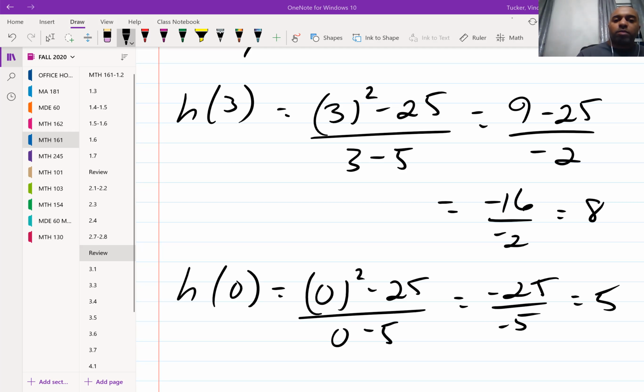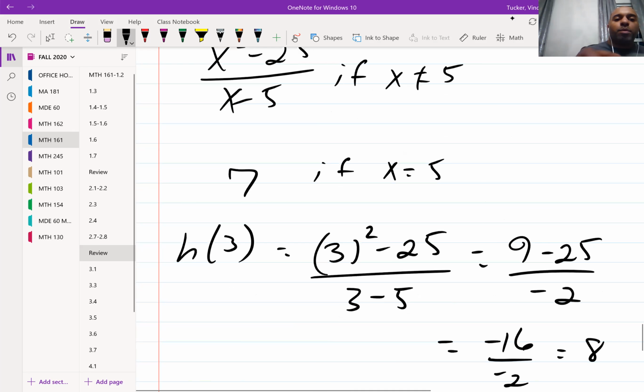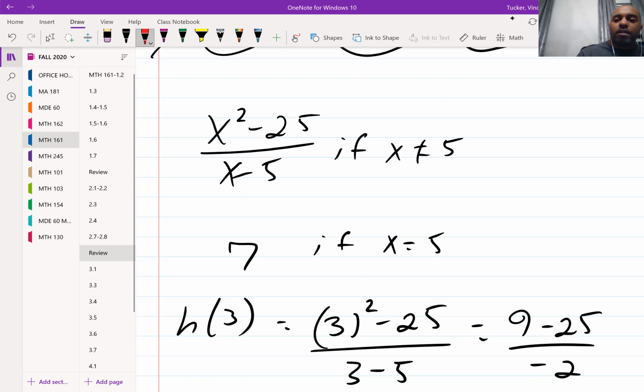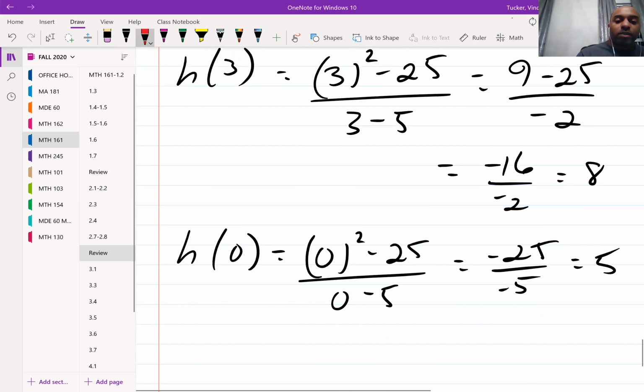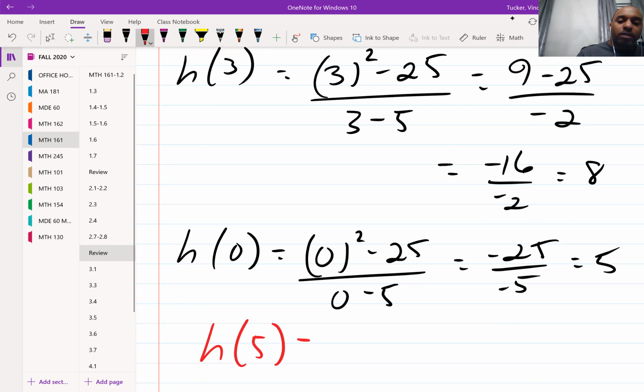All right, now the next one. So keep in mind that we cannot use 5 here because when I put 5 in my denominator, I'll get 0. So they're saying if you do have 5, the answer is just 7. So no calculation. The result is just 7. So really, h of 5 is equal to 7. Okay. And yep, that's all there is to it. Okay. Yep.